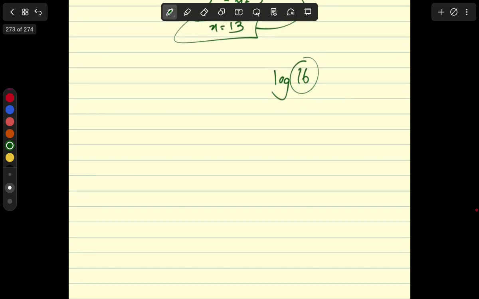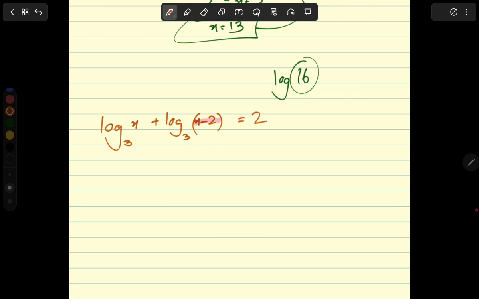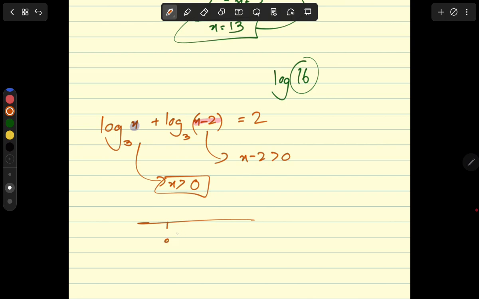Now, if I write down log x to the base of 3, and I will change color, log x to the base of 3 plus log of x minus 2 to the base of 3 is equal to 2. Now, from here, I can see that x minus 2 has to be greater than 0. And from here, I can see that x has to be greater than 0. So x has to be greater than 0 on the number line. This is like this, and x has to be greater than 2. So on the number line, it is this. So we will use the common part. So our domain restriction is x is greater than 2, right?